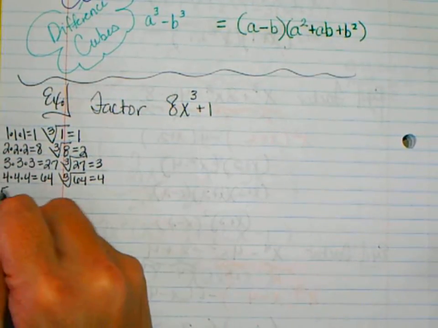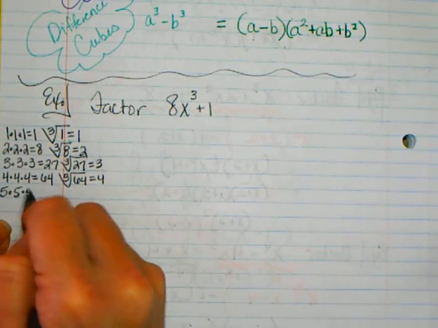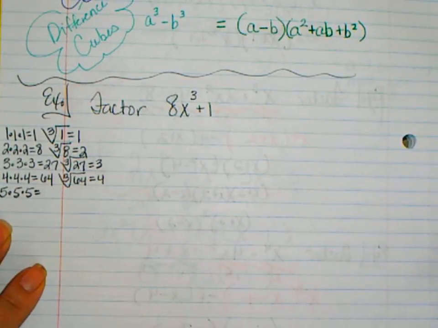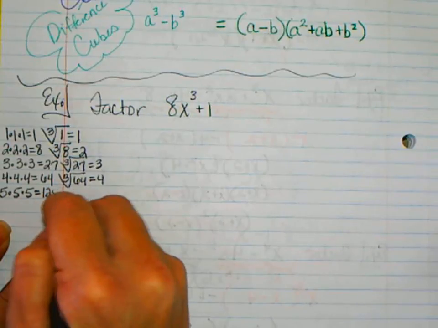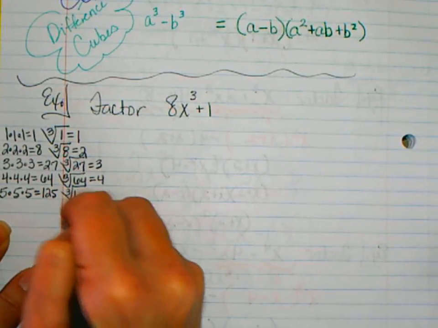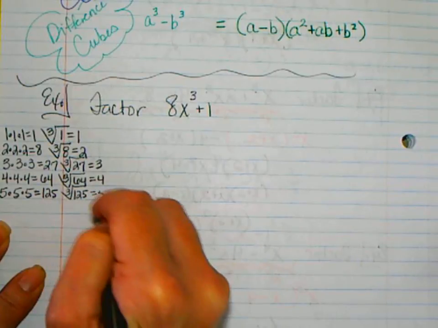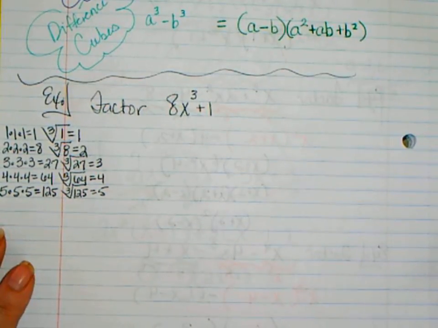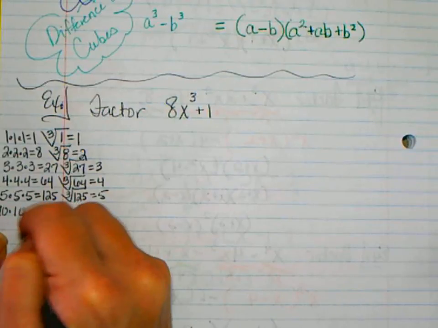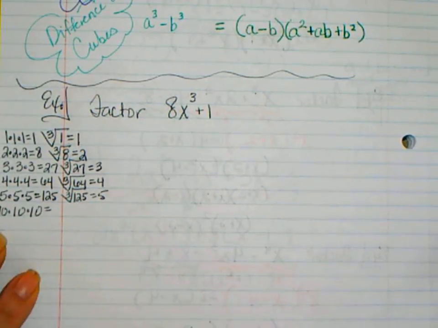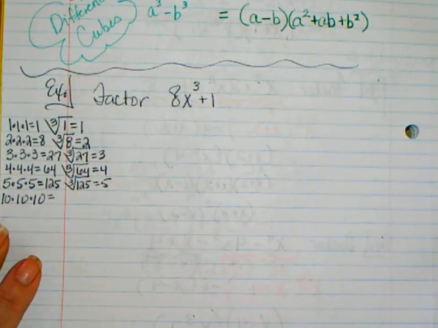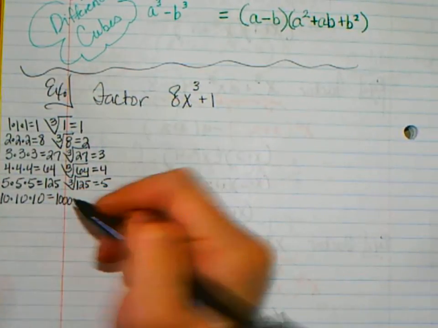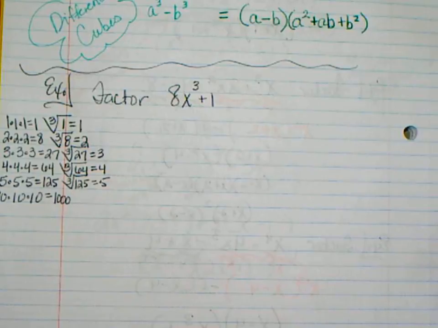And another one that's pretty common is 5 times 5 times 5. 125. So the cubed root of 125 gives me 5. And let's just throw one more up in here. 10 times 10 times 10. 1,000. So 100 is a perfect square. 1,000 is a perfect cube. Notice it has 3 zeros. 1,000 has 3 zeros, cube. 100 has 2 zeros, it's a perfect square.